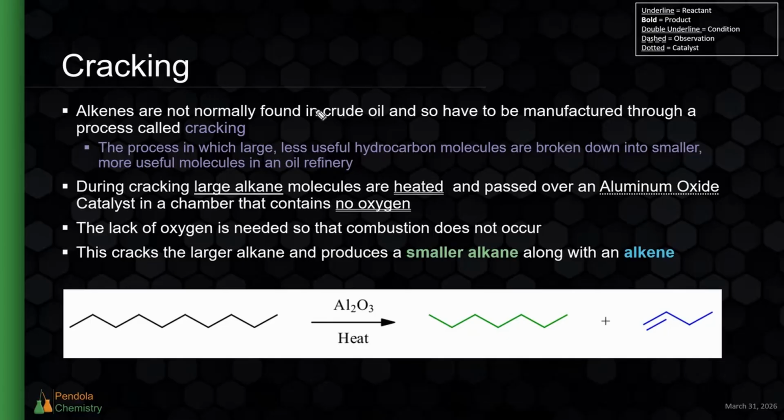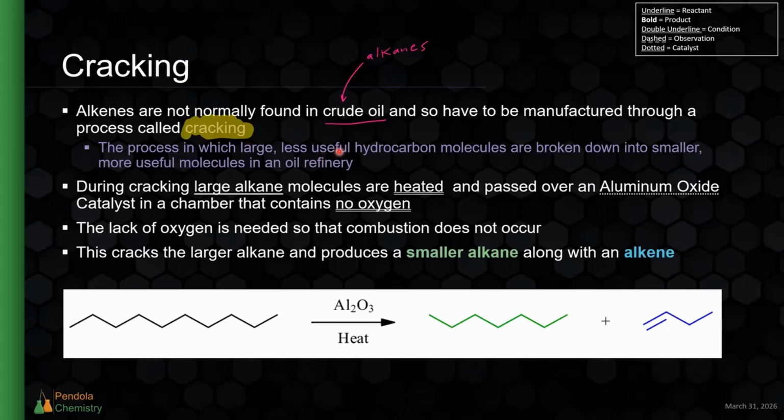So I'll put a little note here. Crude oil is usually some mixture of alkanes. Most of the crude oil is not going to have alkenes in it, but we can manufacture those alkenes through a process called cracking. Cracking is the processing of crude oil to make alkenes. In essence, what is going to happen is that we're going to take these large hydrocarbons in crude oil, and we're going to break them down into smaller, more useful compounds.